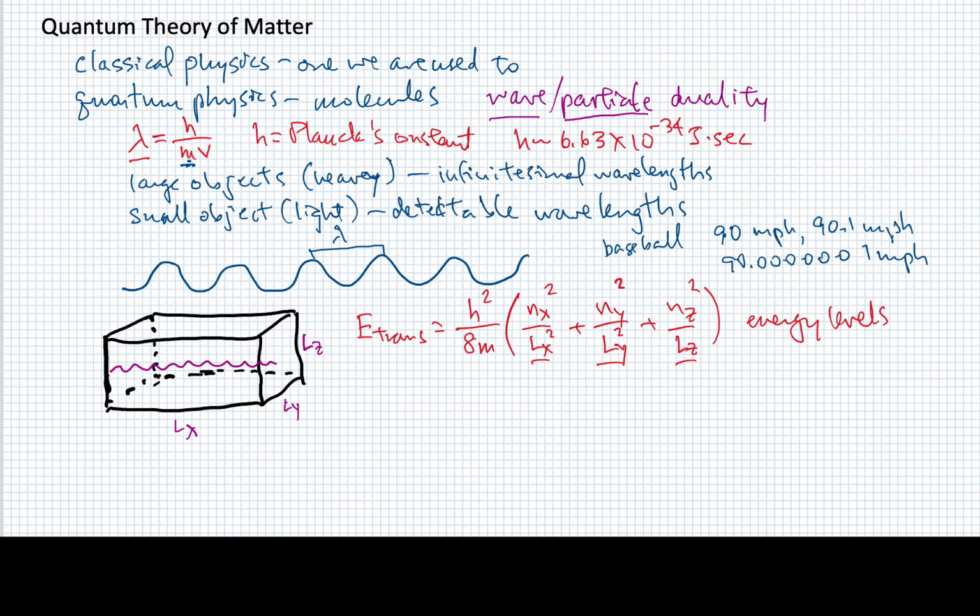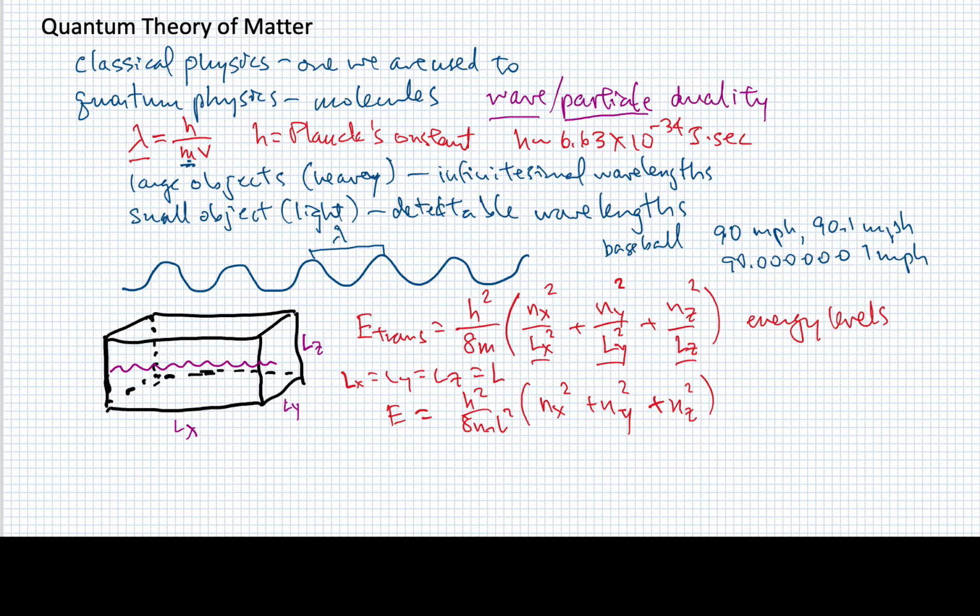Now I want to make this a little bit simpler just so we can compare some magnitudes. I want to say that Lx equals Ly equals Lz, and it's just equal to some generic length L. So we've got a cubic box now. That means that our energies are going to be given by h squared over 8m L squared. And now I can just put these 3 squared integers in parentheses by themselves.